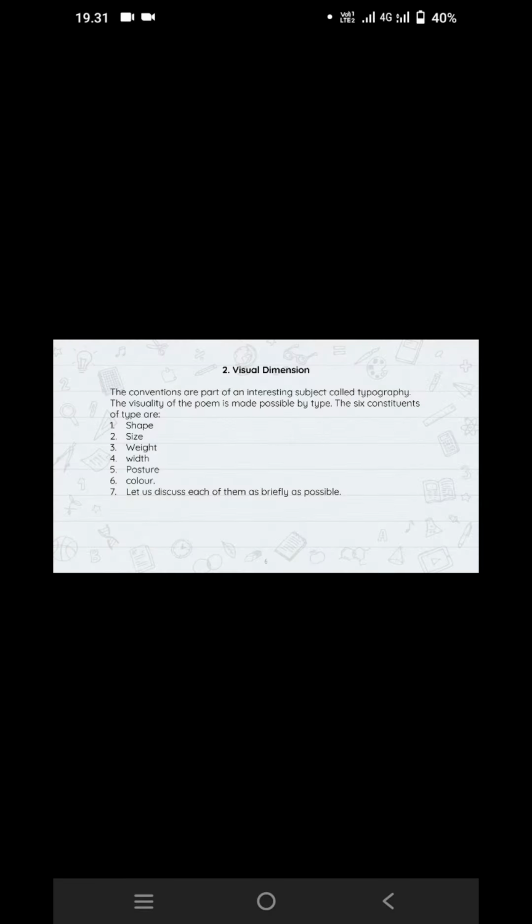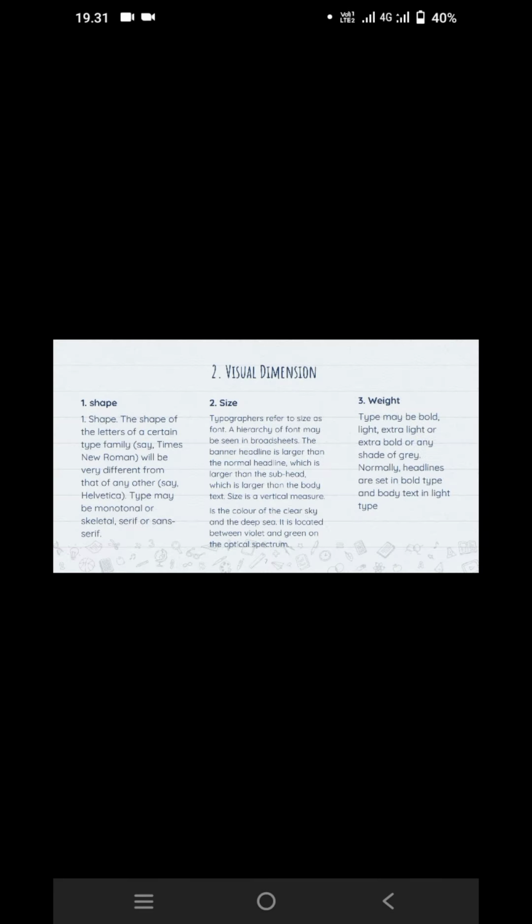The composition is part of an interesting subject called typography. The visuality of the poem is made possible by type. The six constituents of type are shape, size, weight, width, face, and color. And the first point of visual dimension is shape. The shape of the letters of a certain type family and its times environment will be very different from that of any other, like Helvetica.